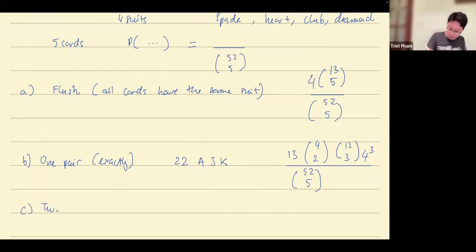C, two pairs. And this probably is slightly easier. So two pairs, something like, let's say, 8, 8, queen, queen, and then something else, like a 4. What would that be?